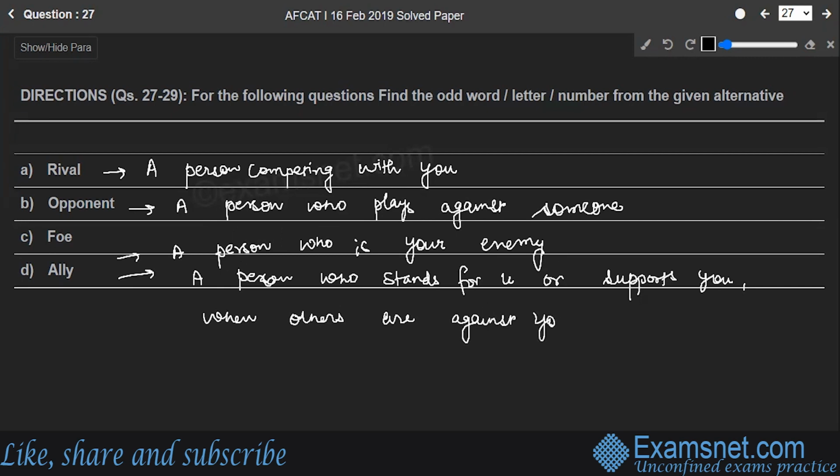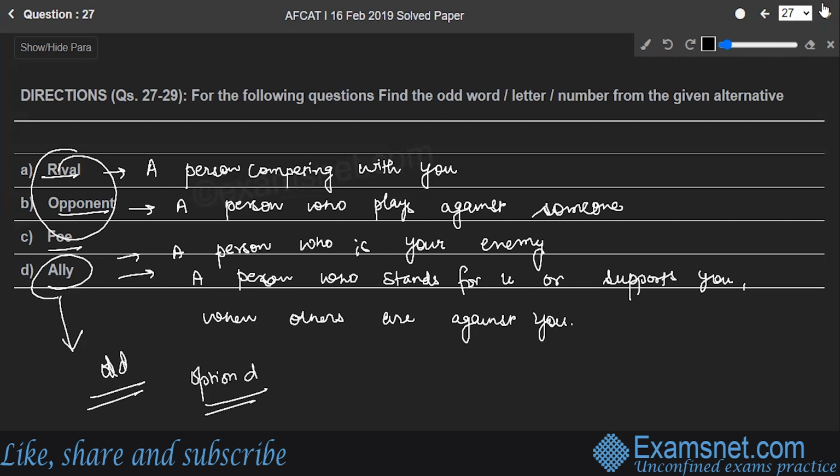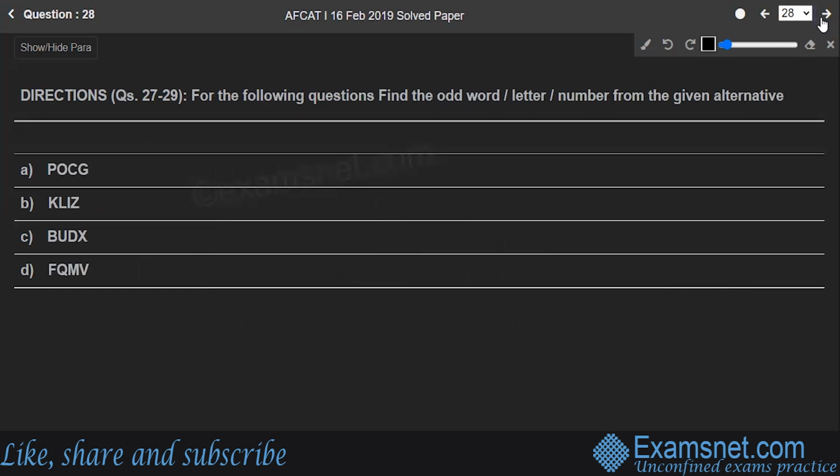All right. So looking at this one, what is different? Rival, opponent, foe, they have almost the same meanings. Ally is the one which is odd one out. So option D is our answer. Hope you're clear. Next is question number 28. So again, you have to find out the odd one out.